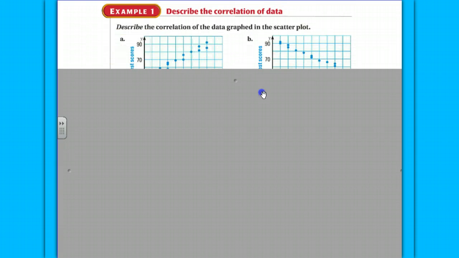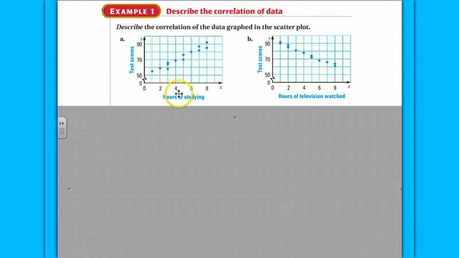We're just going to look at a picture of some data from your textbook and describe the correlation of the data. So here we have the hours of studying versus test scores for a group of students. And so what type of correlation do we all see here? Positive. So that means that as people do what? Who can describe? Study more, their test scores tend to go up. That's what the research shows.